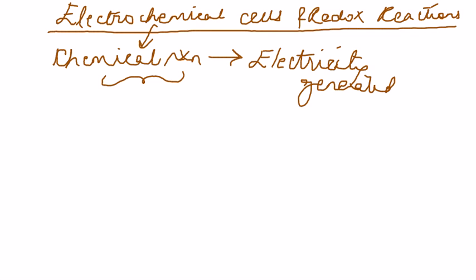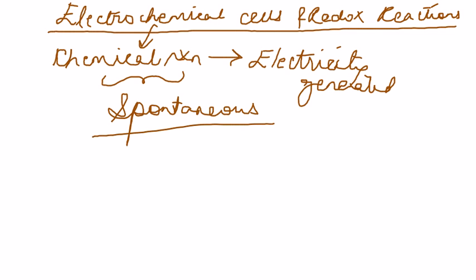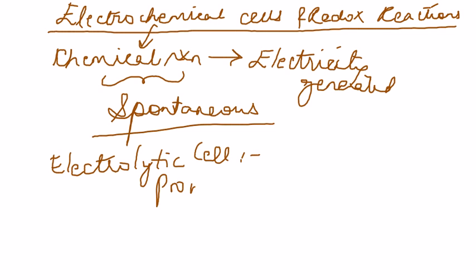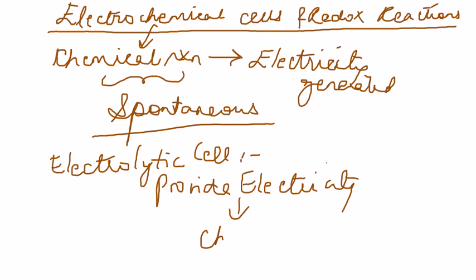So in that sense, you can perhaps consider that this is a spontaneous reaction. Spontaneous meaning it will occur on its own. You don't have to drive the reaction. You don't have to provide any external source for that. On the other hand, if you consider an electrolytic cell, you will have to provide electricity, and that will carry out a chemical reaction.